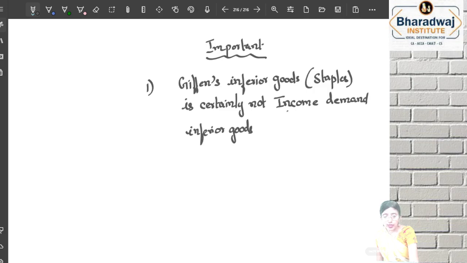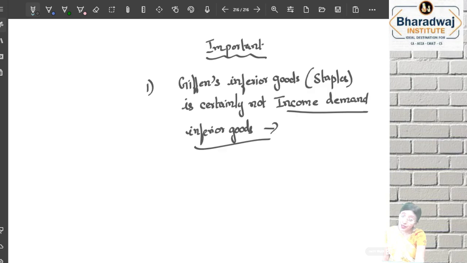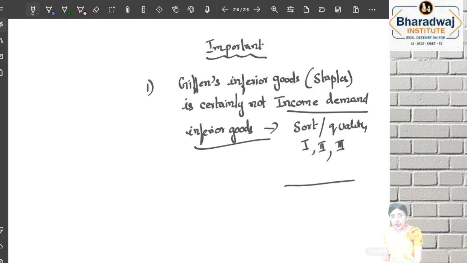Giffen's inferior goods and income demand inferior goods are not the same, because under income demand inferior goods, we have a category of superior goods. Now, inferior goods are based on sort and quality: first quality, second quality, third quality, first grade, second grade, third grade, first sort, second sort, third sort. I have told you that. It is not about staples, everyday or daily household goods.